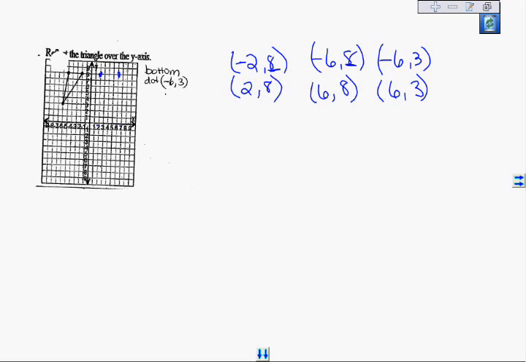Unless you're flipping both. Like if you flip over the y and then you flip over the x, then you'll change both. But we're not. We're just flipping over the y, so change the x. Right 6 up 3. Connect your dots and double check. Make sure that you flipped over the y. And I did.